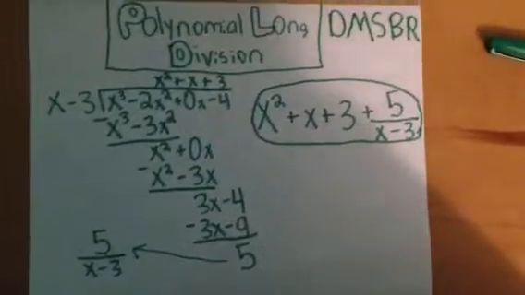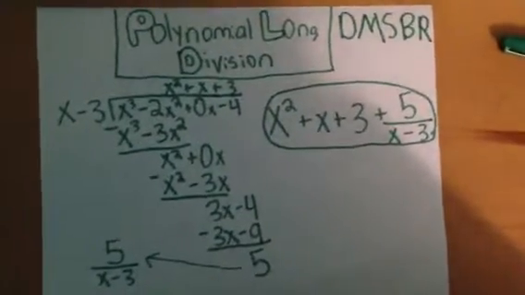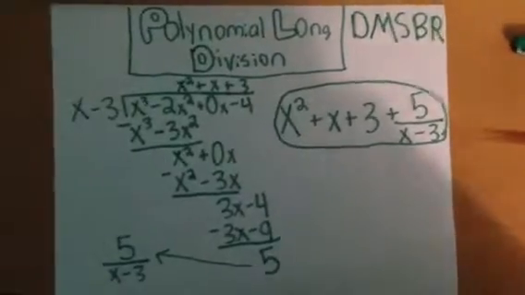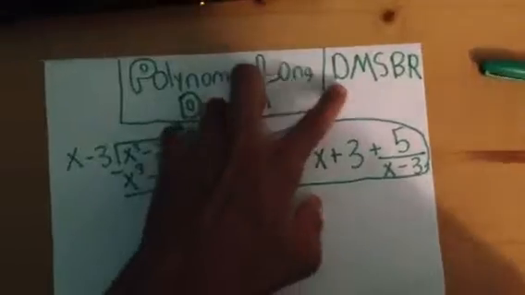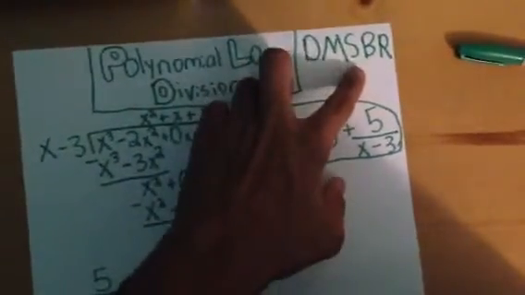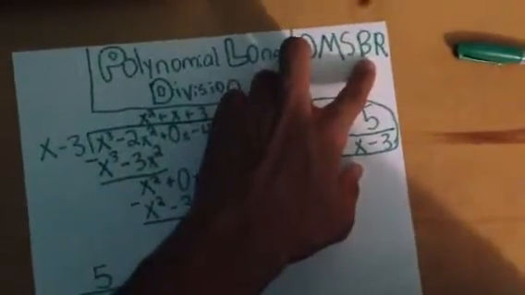This is Jordan Coleman teaching polynomial long division. Polynomial long division consists of 5 steps: dividing, then multiplying, then subtracting, then bringing down, and then repeating.